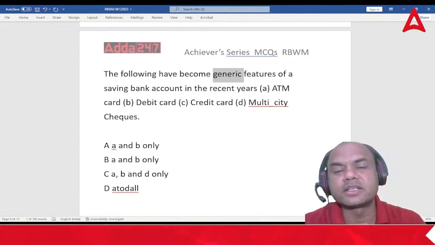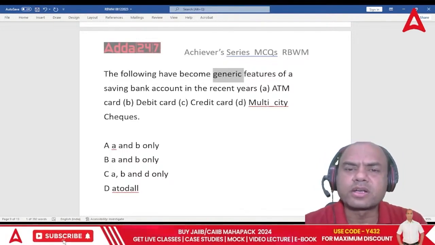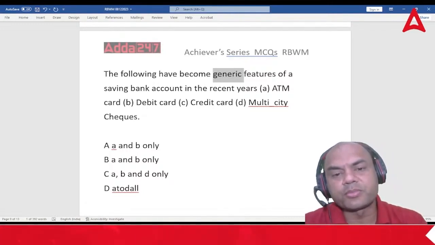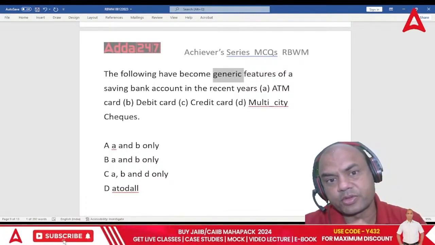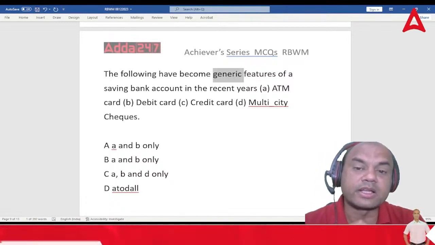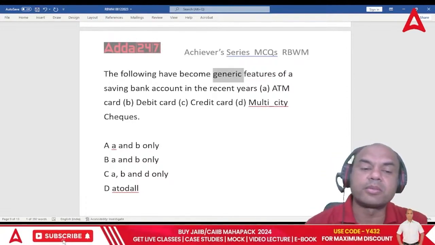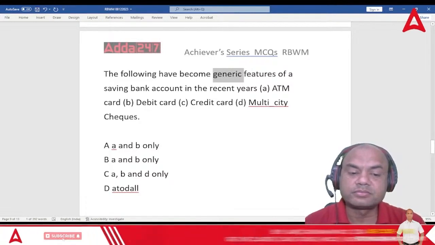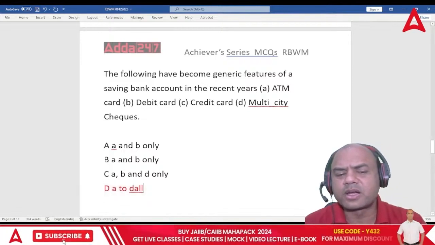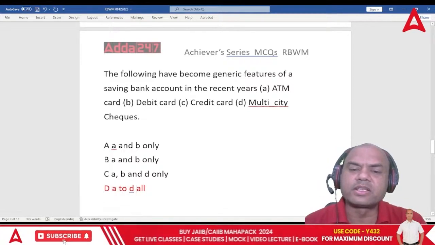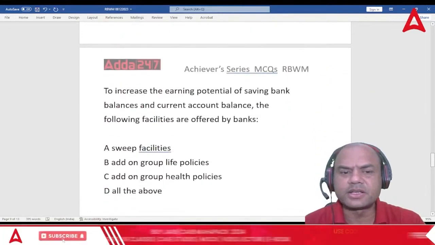Suppose if I tell you sun rises in the east, you'll say so what? I know it. Bank gives the loan products, so what? It's a generic feature. So generic means whatever is common. You can't differentiate yourself. So that is the generic feature. Which are the generic features? ATM card, debit card, credit card, multi-city checks. A to D, all of them have become the generic features now. Nothing is new. Credit card is also done. Every bank is giving all these products. Everyone is giving the same, isn't it?